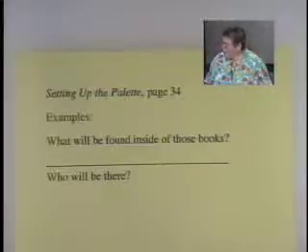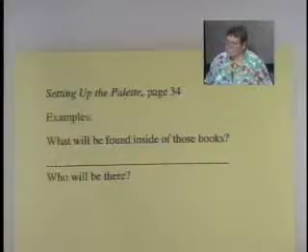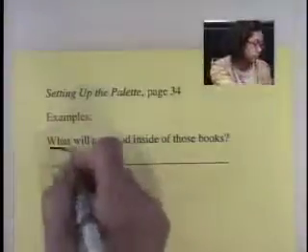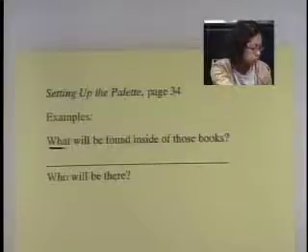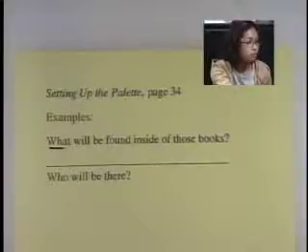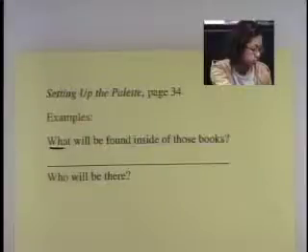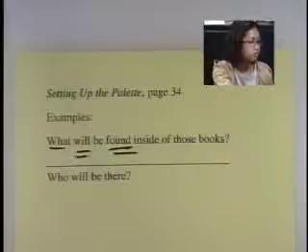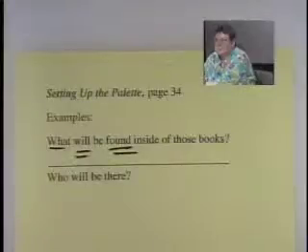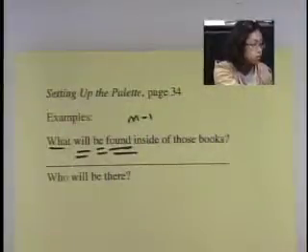So on page 34, look at these two examples. What will be found inside of those books? Elbelin, when you look at that first one, where's your subject? What? It's going to be what? Where's your verb? Will? Found? You've got this, you've got this. Where's the missing part of the verb? Be? Be. What kind of a clause? Main. What kind of a sentence? Simple?